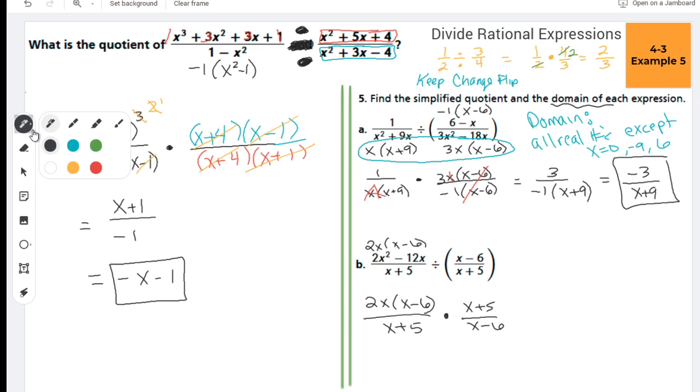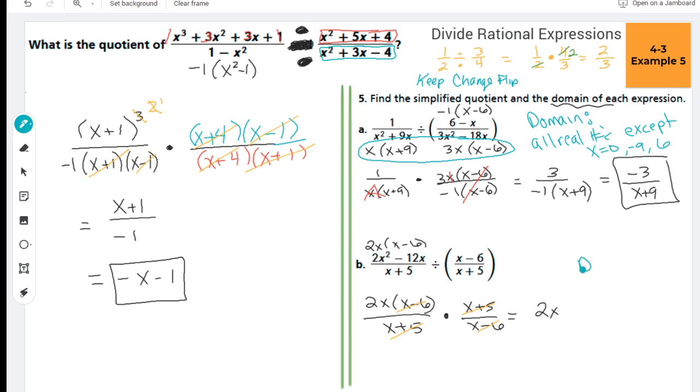So now I'm looking for the common terms that I can cancel out. So I have my x plus 5s, and I have my x minus 6s. So in my numerator, all that's left is 2x. And in my denominator, all that's left is a 1. So I don't have to put 2x over 1. I could just call it 2x.